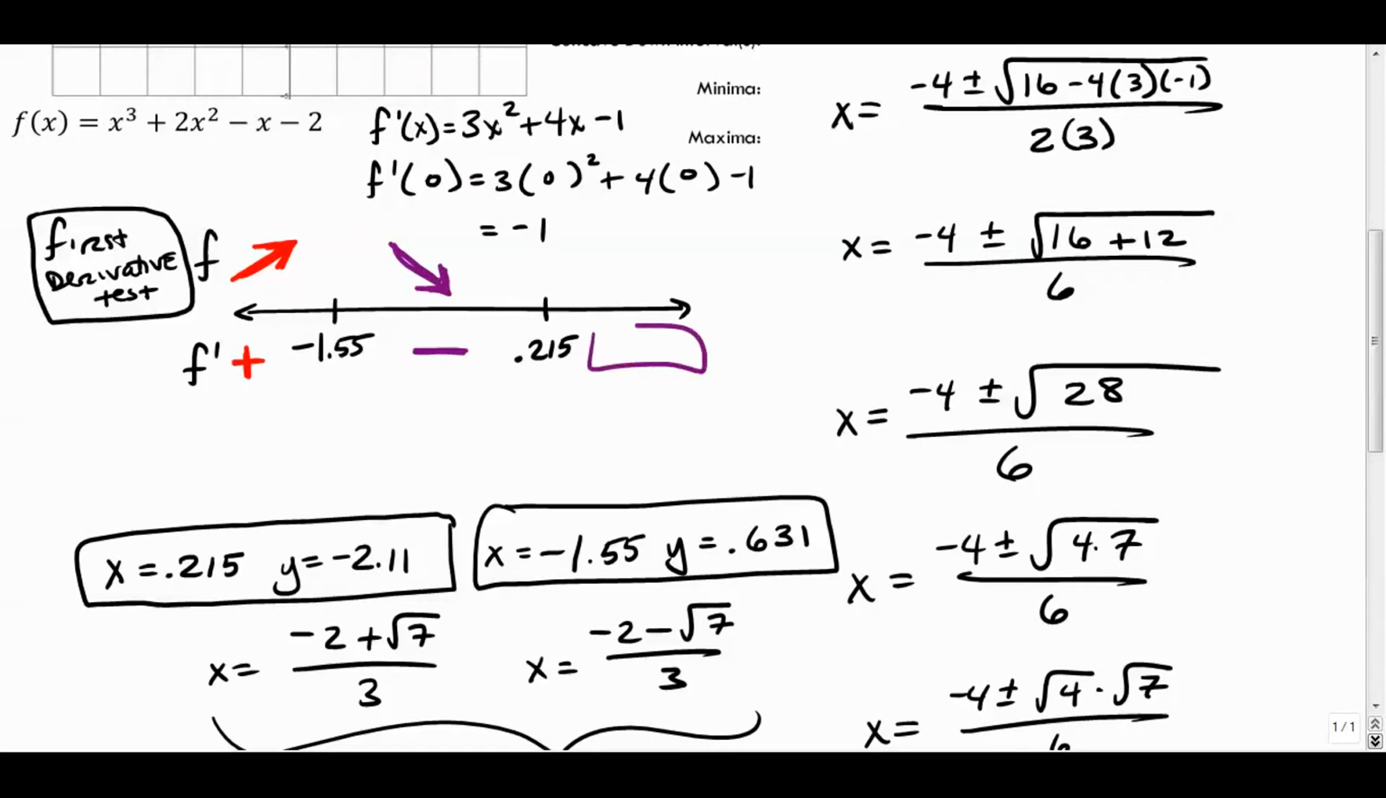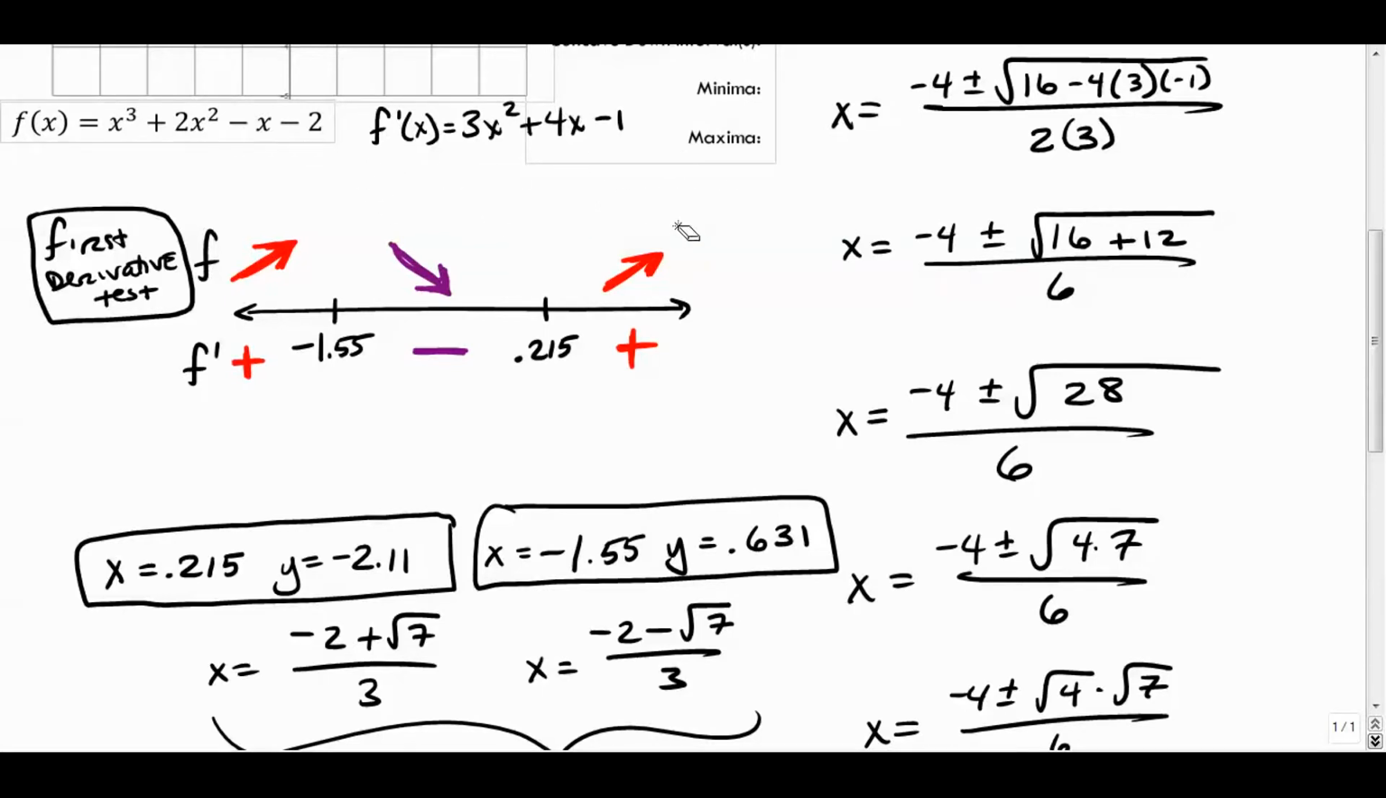And lastly, we're going to want to pick a number over here. Let's pick 1. When x is 1, plug it into your derivative. 1 here, 1 here, 1 here. So that's 3 times 1 squared plus 4 minus 1. That's 7 minus 1 is 6. That's a positive number as well. So the function goes back up right there. It's increasing as well. So that was our first derivative test.